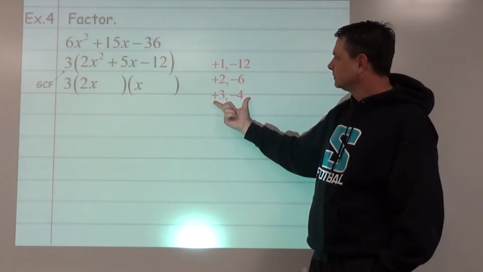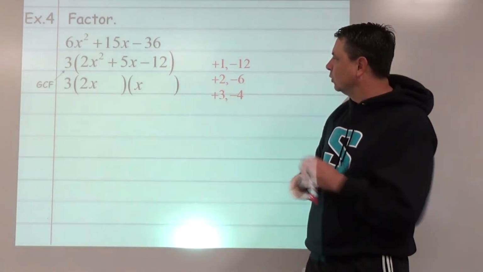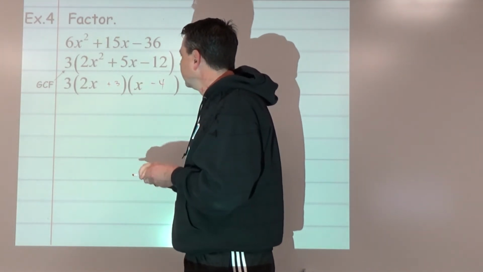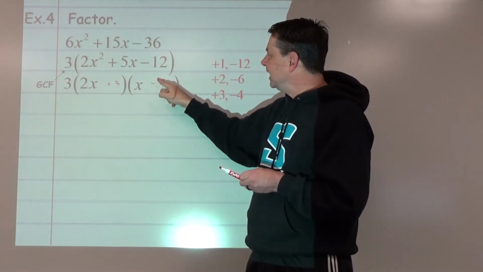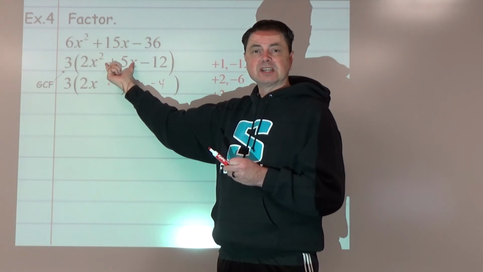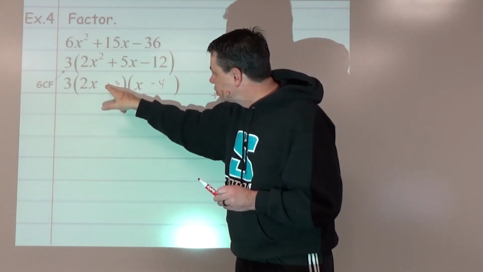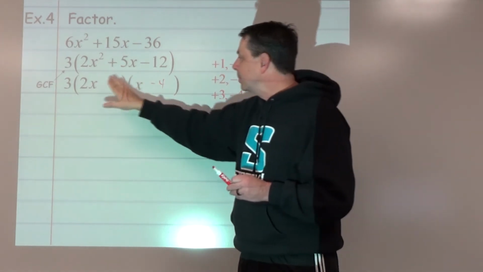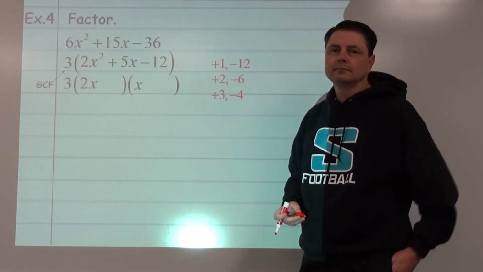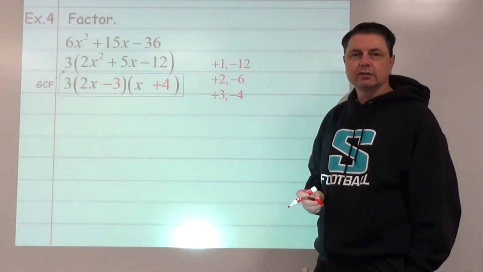Maybe it's this one. Maybe if we went plus 3 and minus 4, we would see we would have negative 8x plus 3x is negative 5x. We were supposed to get plus 5x, so we're just off by a sign. Change that sign, change that sign. Minus 3 plus 4, and we got it. And we're fully factored.